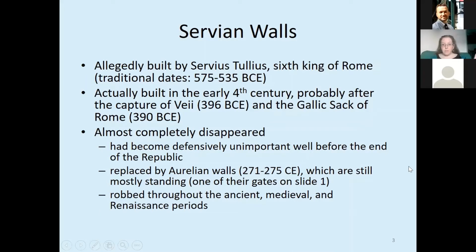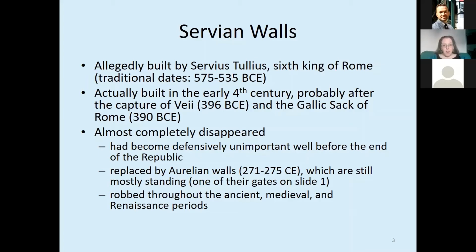So the big impressive gates that were on the first slide, those are not the Servian walls. The Servian walls were Rome's first big stone walls. They were legendarily built by Servius Tullius, who was the 6th king of Rome. His traditional dates are 575 to 535 BCE.